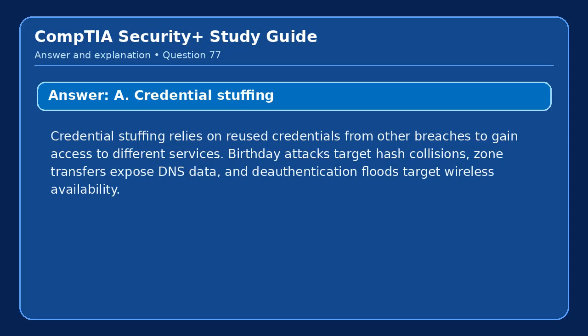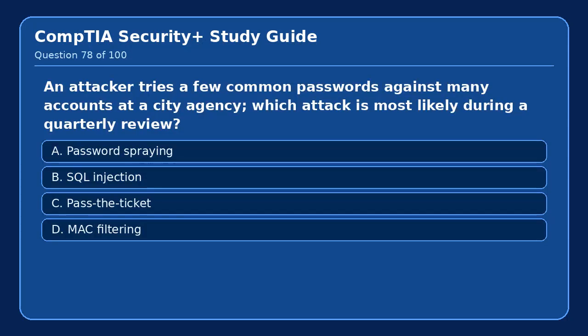The answer is C, multi-factor authentication. MFA requires another proof beyond the password, reducing the usefulness of stolen credentials. DHCP leases, channel width, and public sharing do not strengthen authentication.